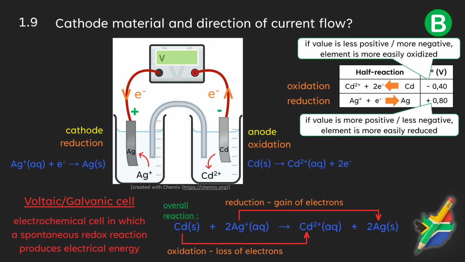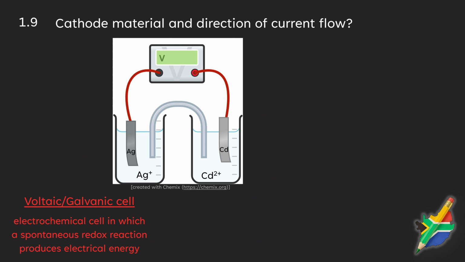Question 1.9. Here we are given a galvanic cell and we need to deduce the material the cathode is made from, as well as the direction in which the current flows. A galvanic cell, also called a voltaic cell, is an electrochemical cell in which a spontaneous redox reaction occurs, generating electrical energy. In other words, current is produced in the wire.